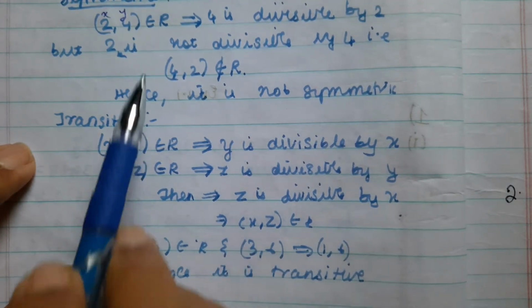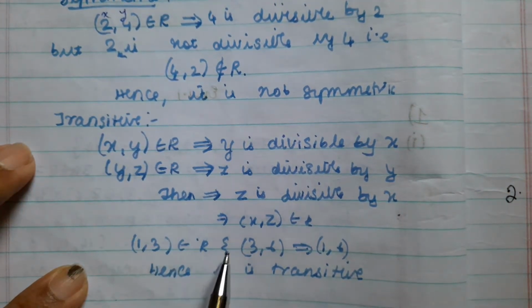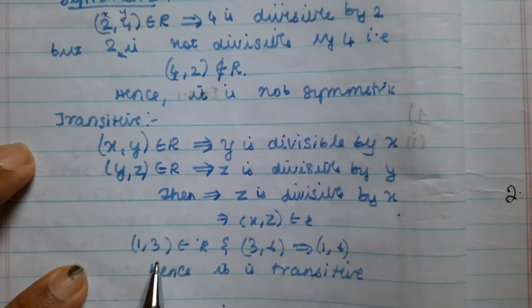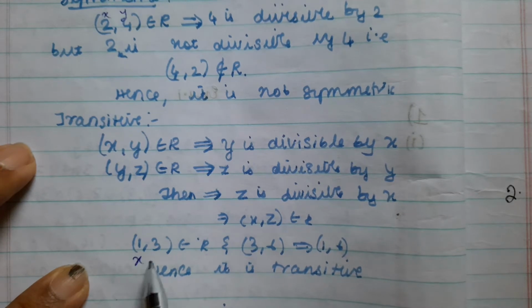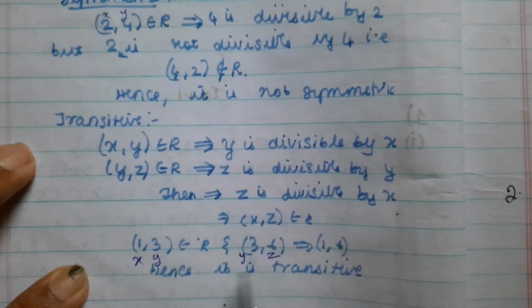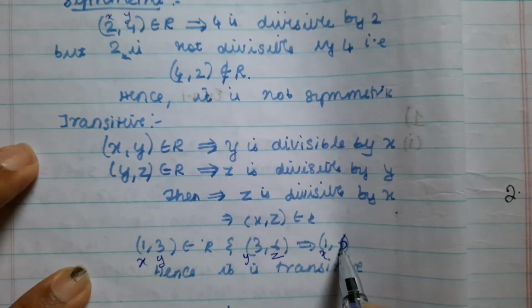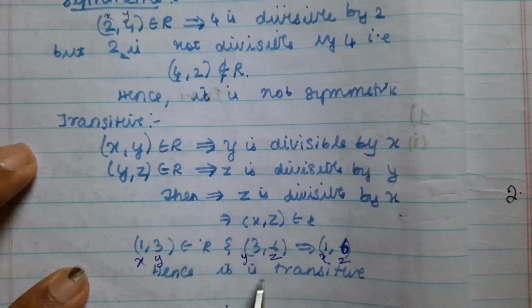Now take one number (1, 3). So (1, 3) belongs to R and take another one (3, 6). Now check (1, 6). This is xy, this is yz, then this is xz. So (1, 6). Hence it is transitive.